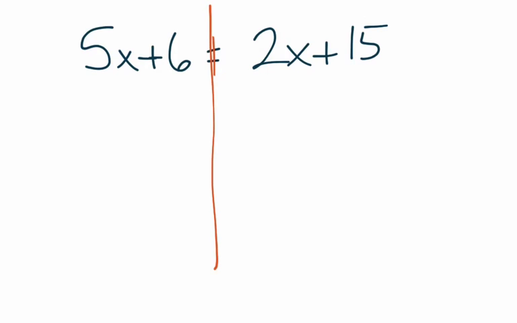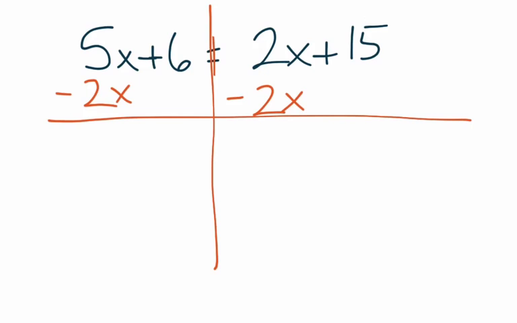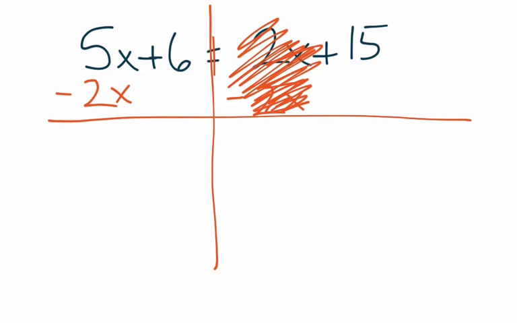You always do the same thing. You always move the smaller x. So if I'm looking at my x's, I have 2x and I have 5x. Well, 2x is smaller, so that's the one we're going to move. So to move positive 2x, I'm going to subtract it. So I subtract 2x from both sides. These x's go away, and I'm left with 15 on this side, and 3x plus 6 on this side.